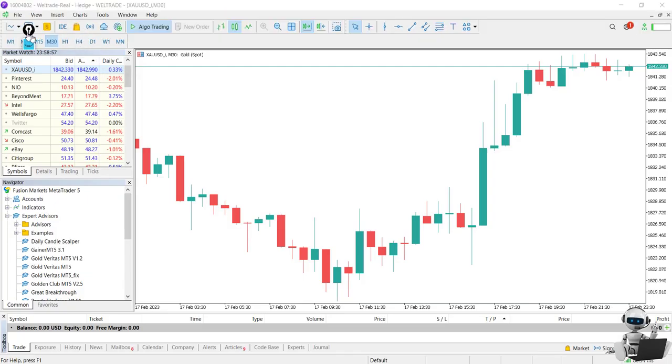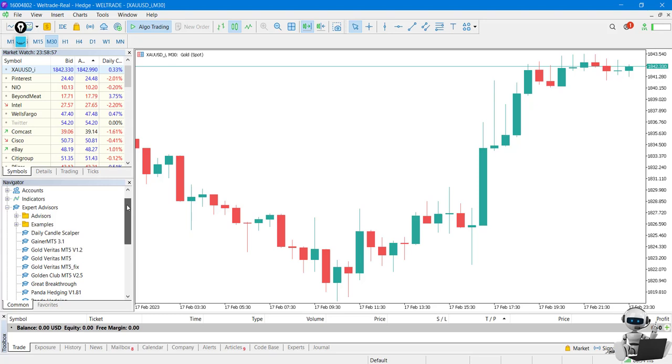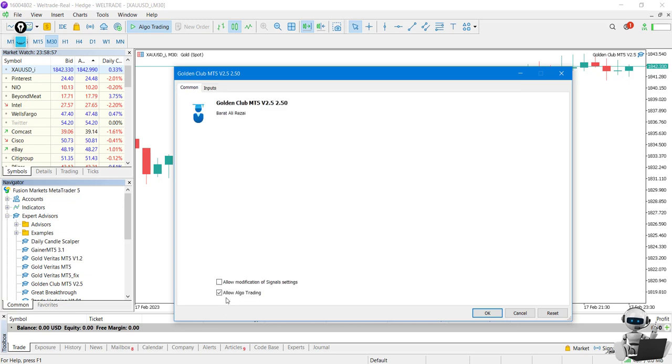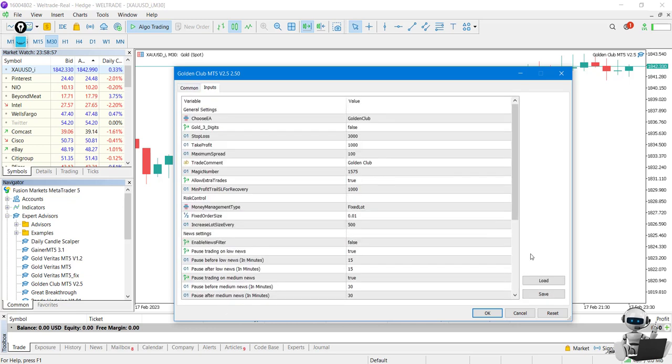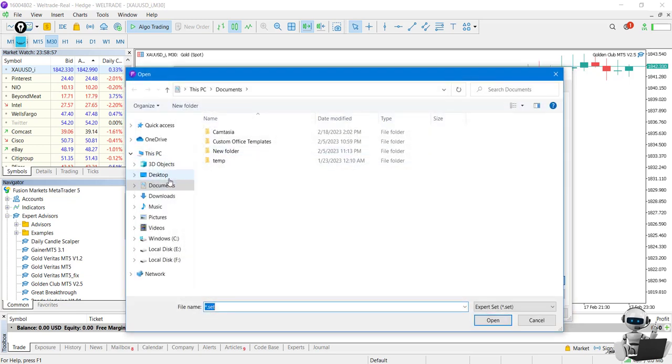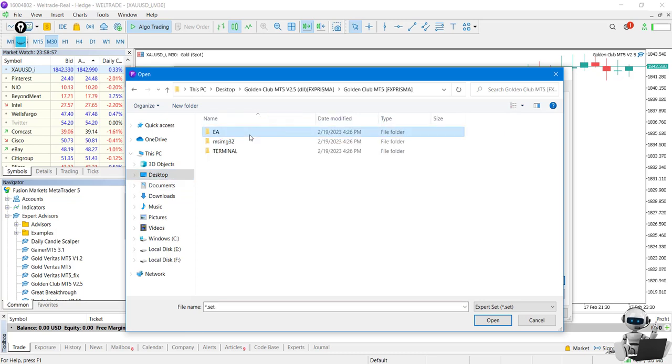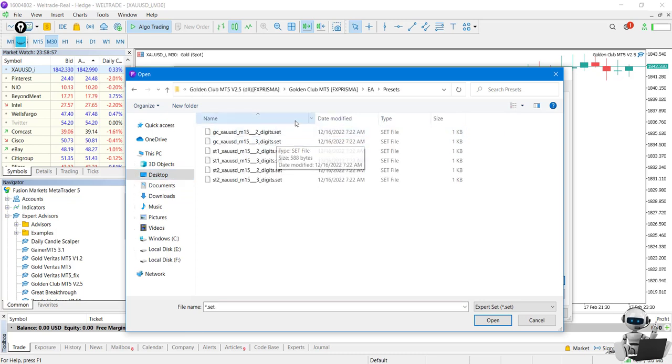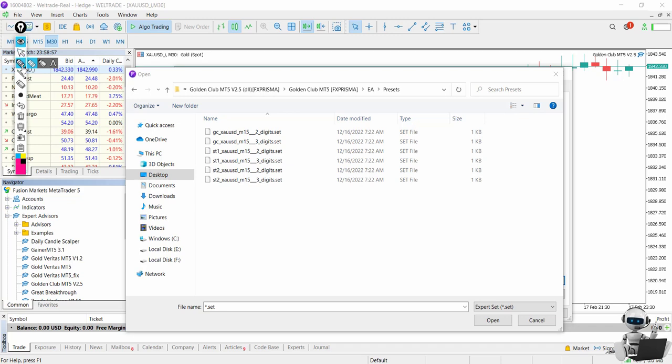So on your MT5 you have to open the M30 gold chart, and there you have to attach the EA to the chart. Make sure the algo is on. For the inputs, we have set files for this EA. So let me show you which set file you're going to use. We have 2 types of set file. If your broker has 3 digits at the end of the price, for example, let me show you, we have 2 digit and 3 digit, and there is ST1, ST2.